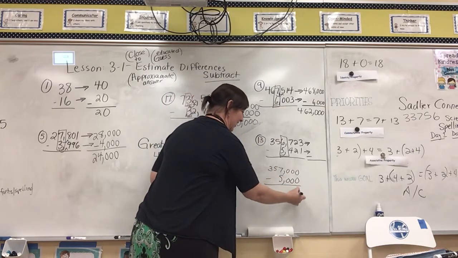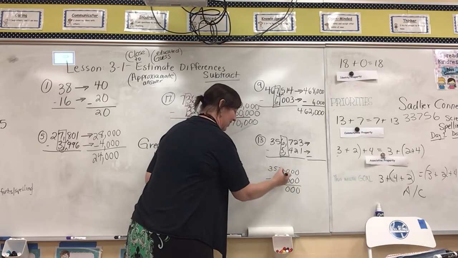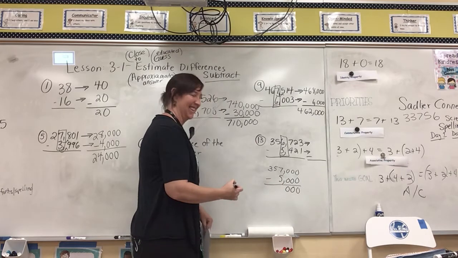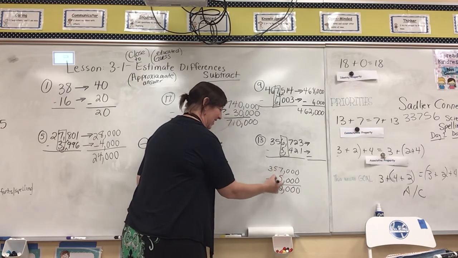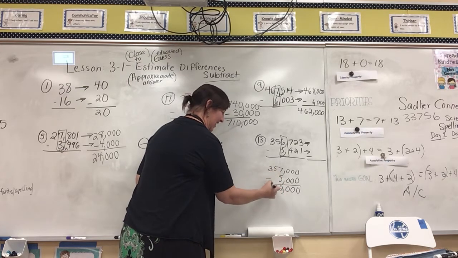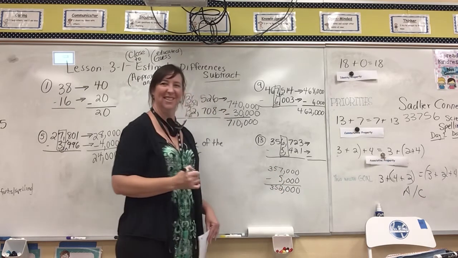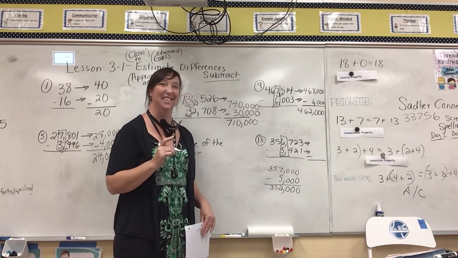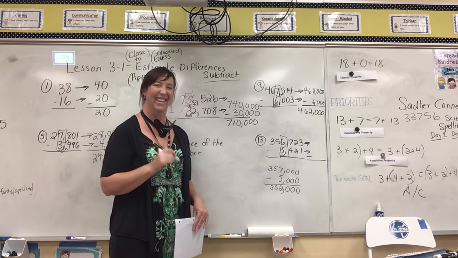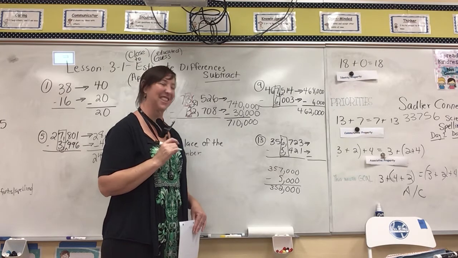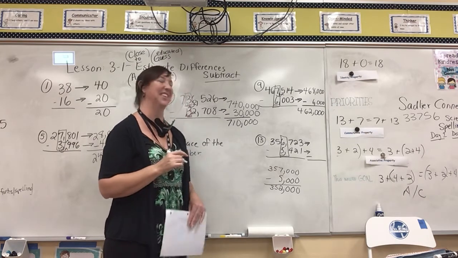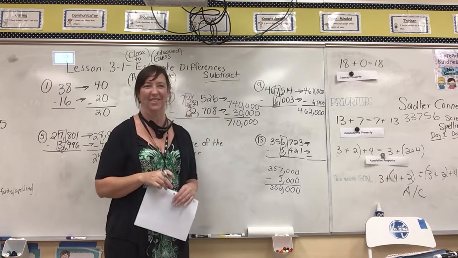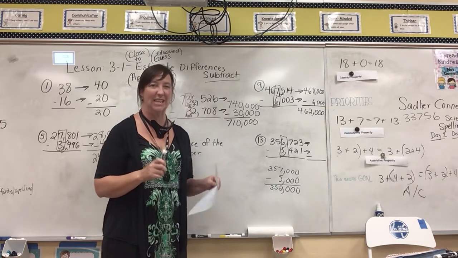And then 7 minus 5 equals 2. And 5. And what's your answer? 352,000. Very good, 352,000. So take a minute and write that down.